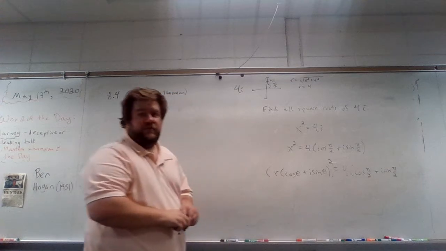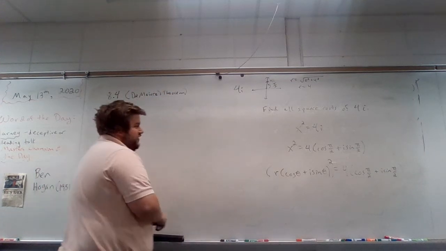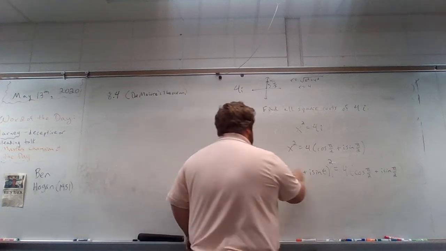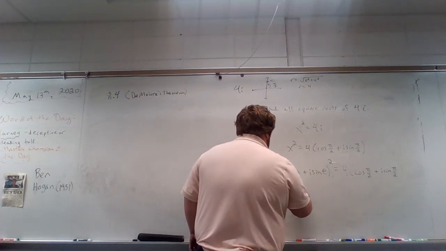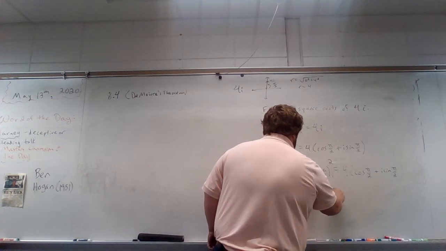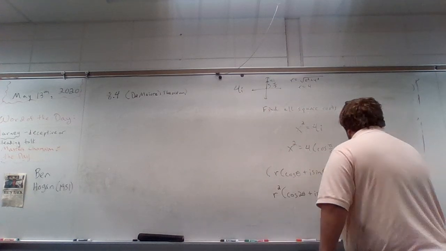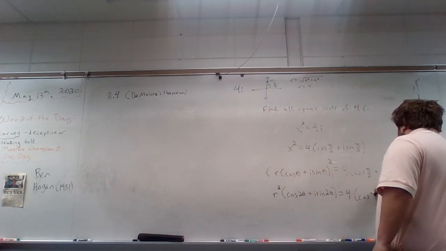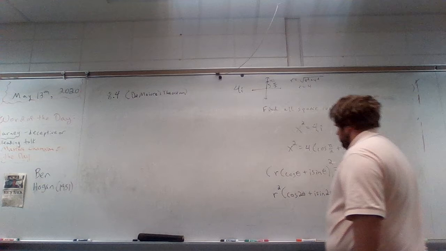And that's when we're going to use de Moivre's theorem. So by de Moivre's, this means that this left-hand side would be r squared cosine of 2 theta plus i sine of 2 theta. And that's got to equal 4 cosine of pi over 2 plus i times the sine of pi over 2. Okay.